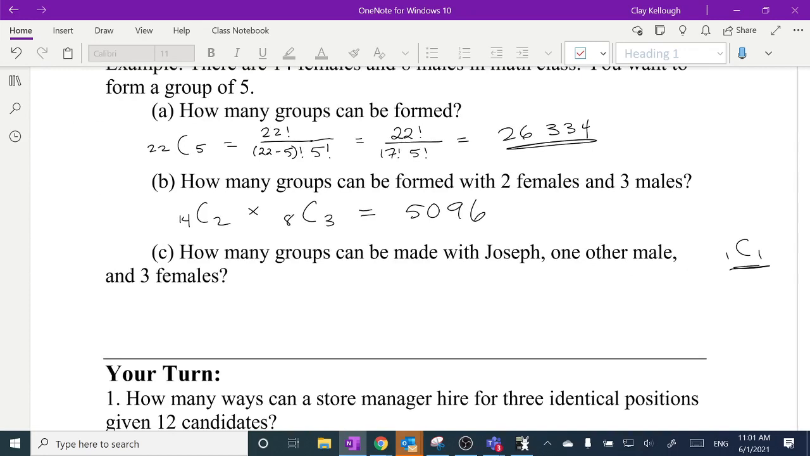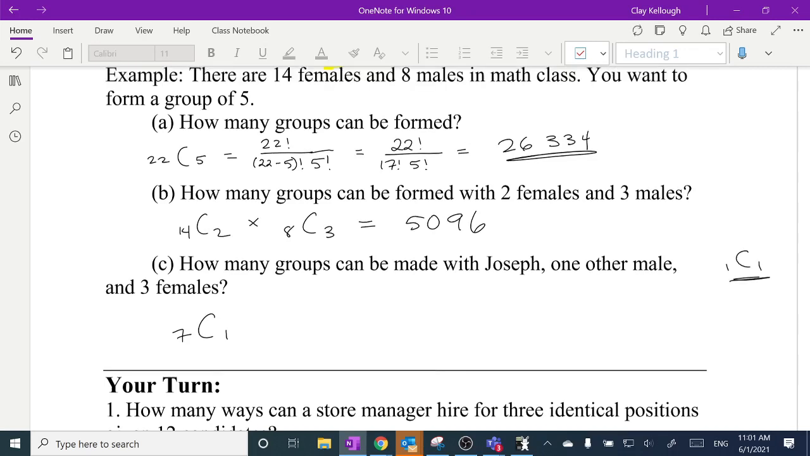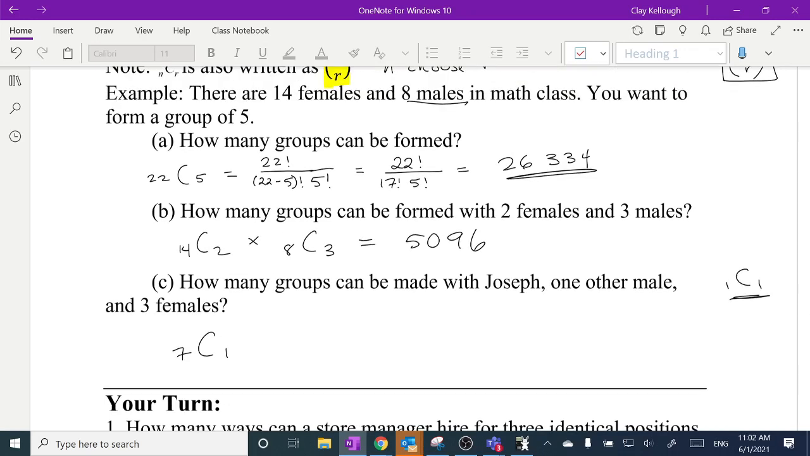Timesing by 1 is silly. But I still need one other male. So now I'll say 7 choose 1. Get it? Because there were 8 males to begin with. Joseph is out of the running. We've already picked him. I need one more male out of 7 possibilities. Times, and I need 3 females. So how many females were there? 14. 14 choose 3.